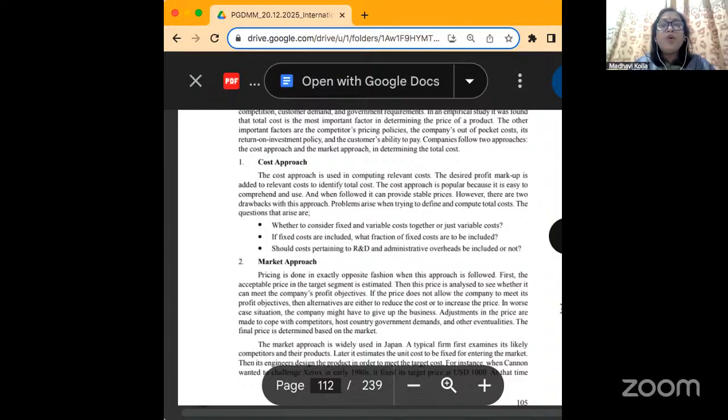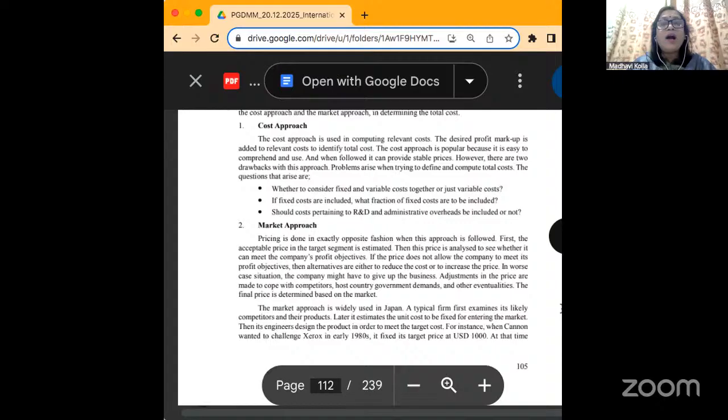So the companies follow primarily two approaches in this calculation. The first is known as the cost approach, the second is known as the market approach. So let us try to understand what each of these are and how they help to determine the total cost of the product. First is the cost approach. The cost approach is used in determining the actual relevant costs. The desired profit markup is added to the relevant costs to identify total costs.